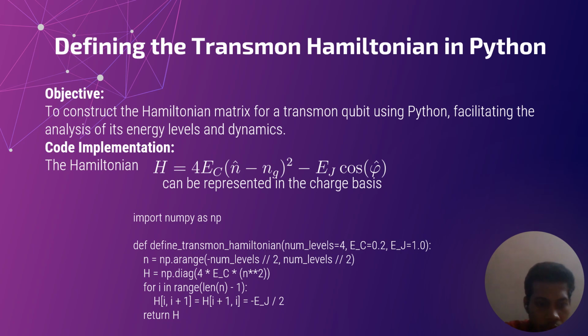In this function, num_levels specifies the number of charge states considered. E_C and E_J are the charging and Josephson energies respectively, and N represents the charge states. H is the Hamiltonian matrix, with diagonal elements representing charging energy and off-diagonal elements representing Josephson tunneling.